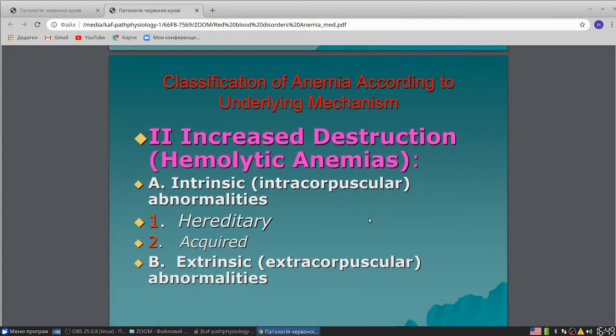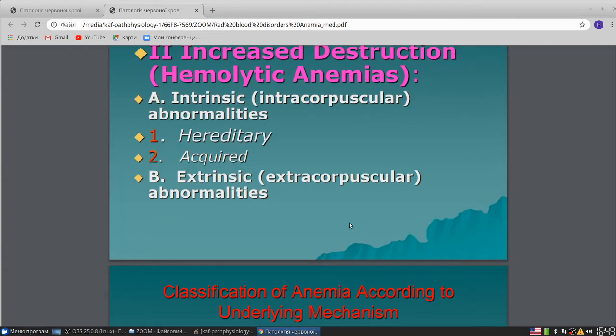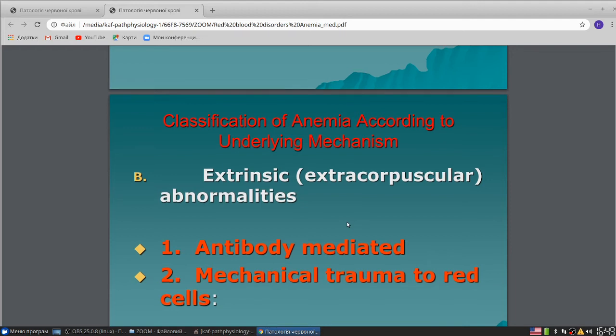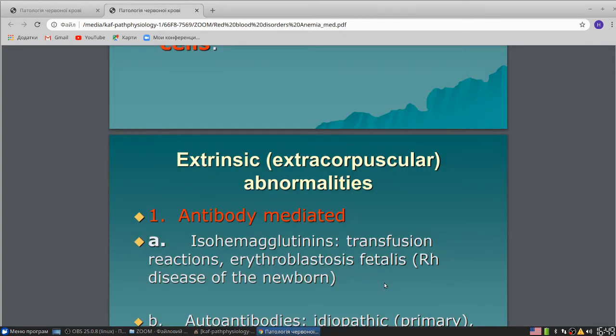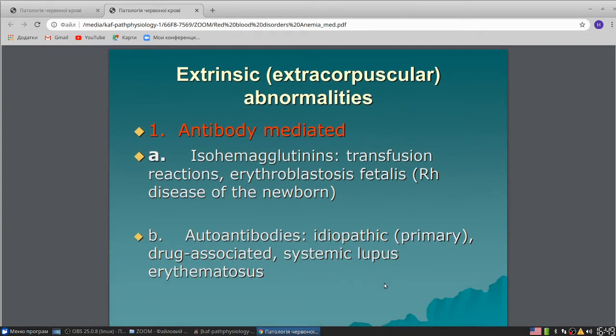In the second form, due to the increased destruction or hemolysis of erythrocytes, these anemias can be subdivided into intracorpuscular or intrinsic, which can be subdivided into hereditary and acquired, and extrinsic or extracorpuscular abnormalities. In extrinsic or extracorpuscular abnormalities, anemia can be subdivided into antibody mediated and mechanical trauma of red blood cells. In antibody mediated anemia, we have a few reasons which can give a few types of anemia. It can be isohemagglutinin formation, transfusion reaction to blood, erythroblastosis fetalis, rhesus disease of newborn babies, rhesus conflict between mother and embryo, and autoantibodies or idiopathic primary form, which is associated with drugs, or with systemic disease like lupus erythematosus.